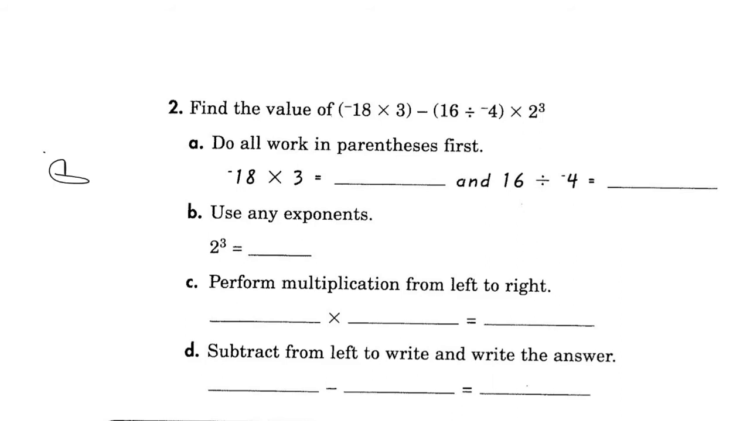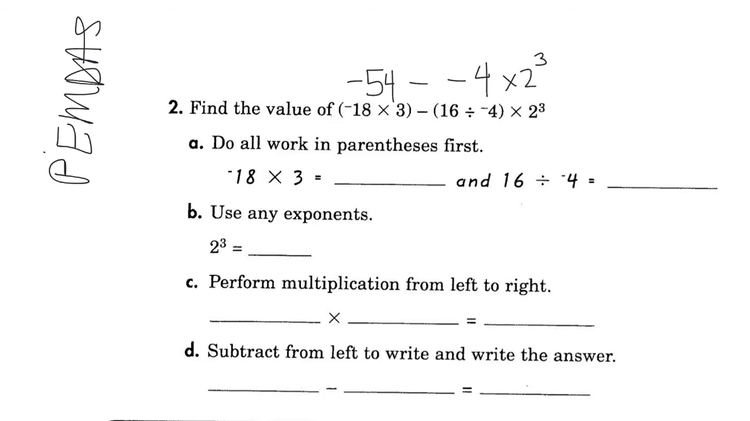So we have our please excuse my dear Aunt Sally. So parentheses, we have two sets of parentheses. We have negative 18 times 3. I can do that on my calculator and I get negative 54. So I'm going to write that right above there. Then I have 16 divided by negative 4, which is negative 4. And then when I do that, I end up with this equation. I'm going to mark out these parentheses because we've done it.